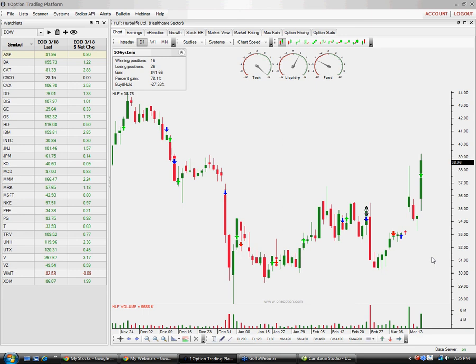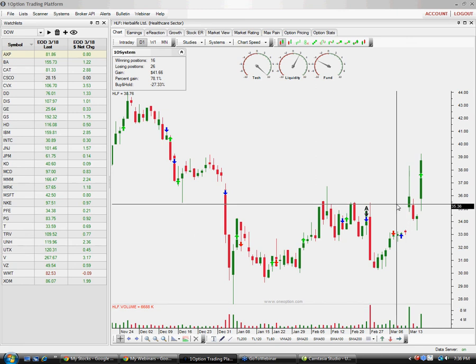HLF, Herbalife. This has been a short for quite a while. We've had hedge funds, Ackman, shorting it, and Carl Icahn had been buying it. This stock has pulled back. It's formed a nice base. We had a really nice breakout here through horizontal resistance today. And we got a buy signal on the stock, and we've got big volume.